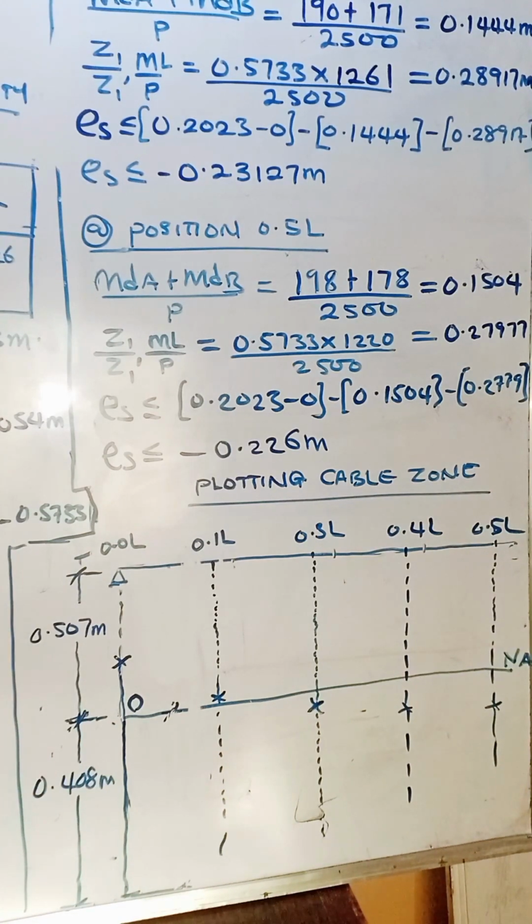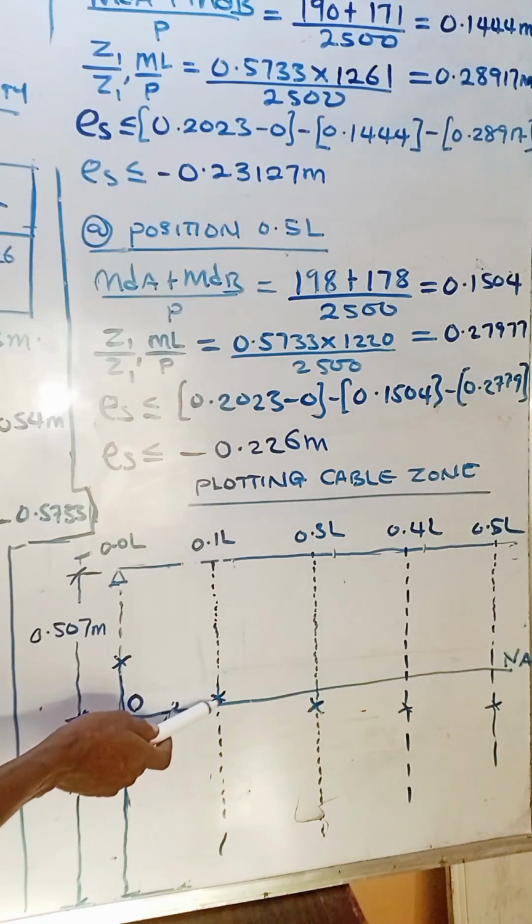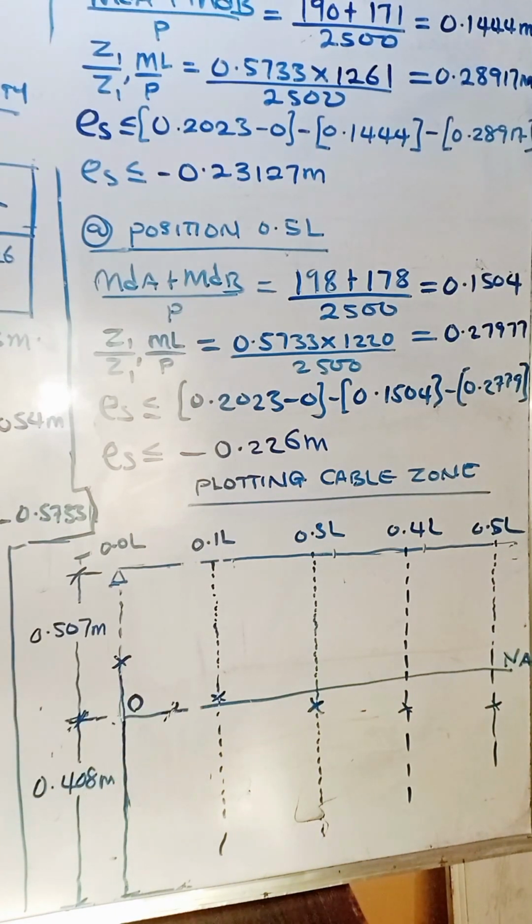Now the next point is 0.1 L, and that value for 0.1 L is 0.020798, and that's it. So 0.020 should be around this point. So plot it here. Now the next we are going to plot is 0.3 L.